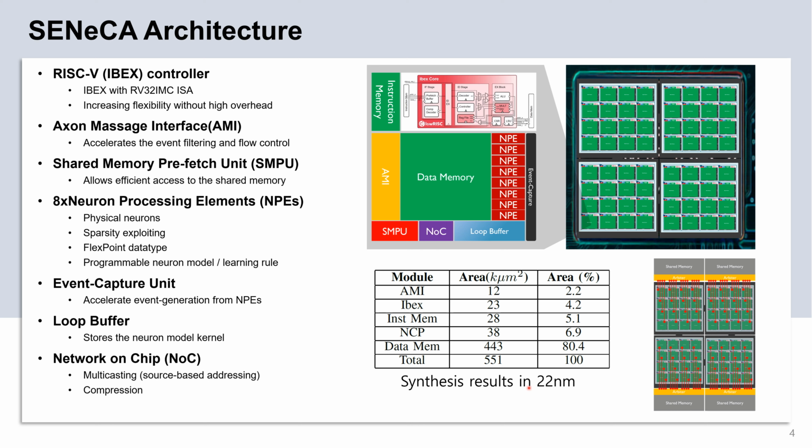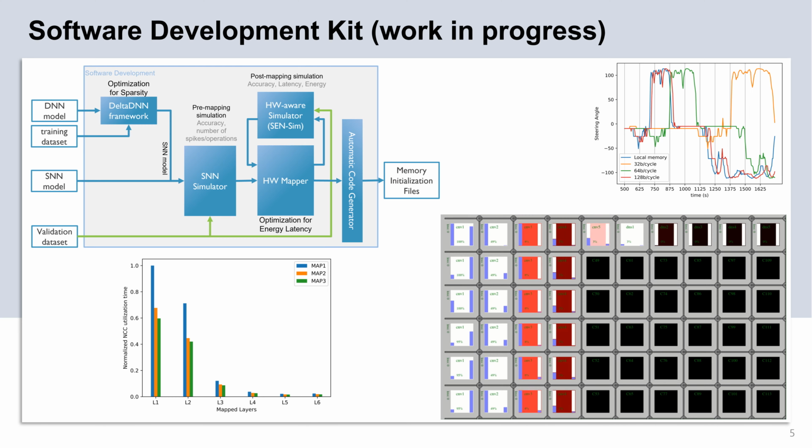Here we show the synthesis result in GlobalFoundries 22 nanometer FDX. For example, it shows that the IBEX core only consumes 4.2% of the total area of the core.